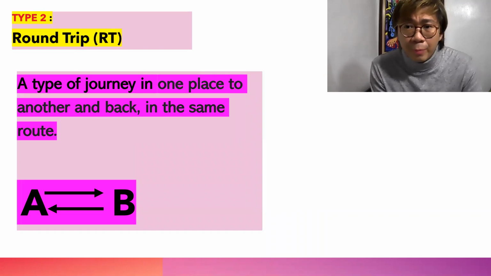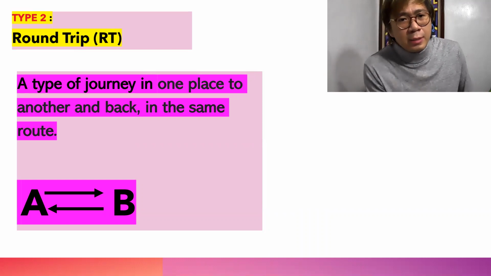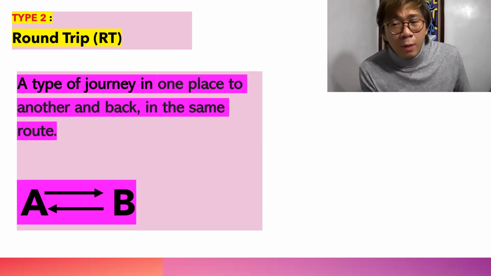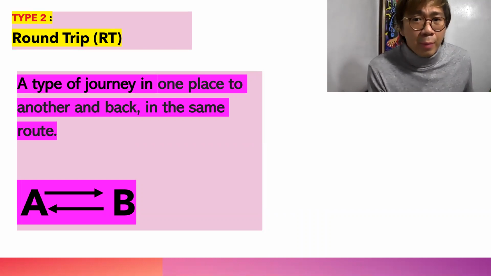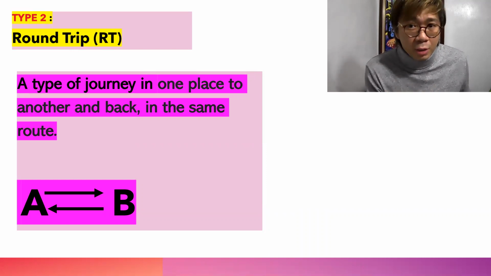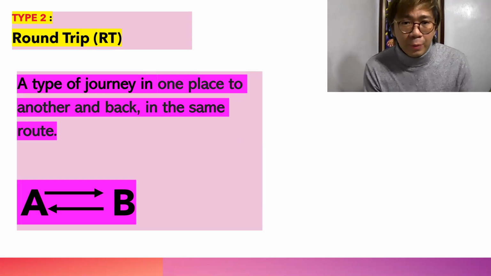Type 2 is a round-trip ticket. A round-trip ticket is a type of journey from one place to another and back on the same route. Meaning, the way you go from point A to point B is the same route or manner you go back from point B to point A. For example, if you ride a jeep from Imus to Divisoria, you ride the same way back from Divisoria to Imus. Same route you passed, so basically that is a round trip.